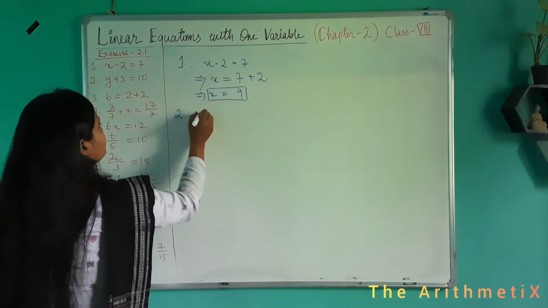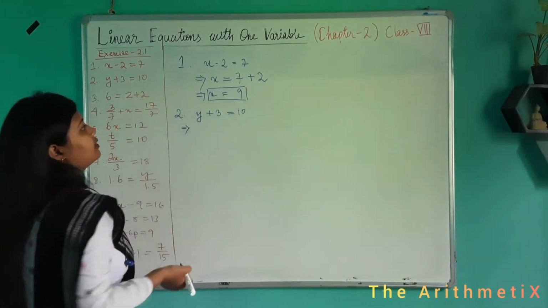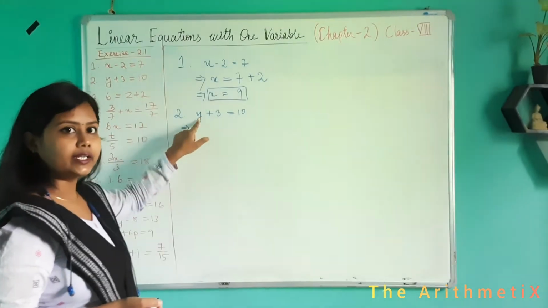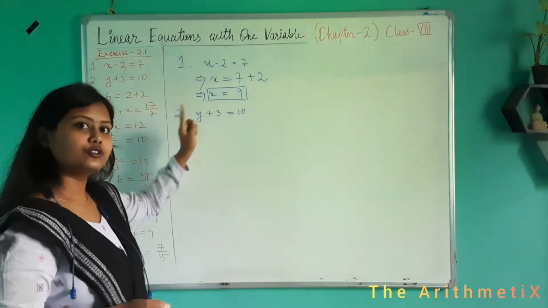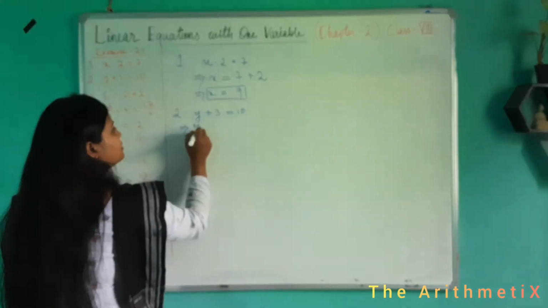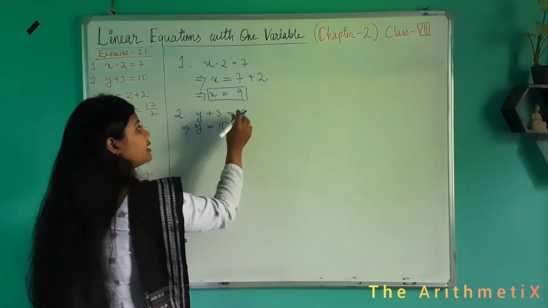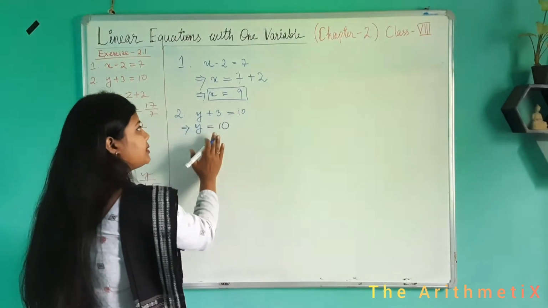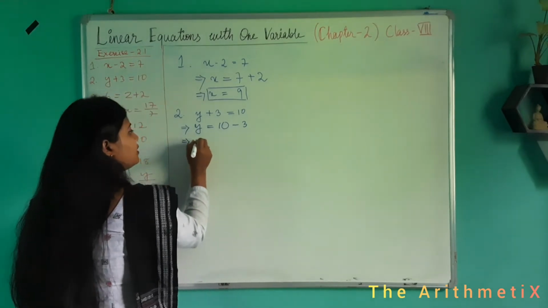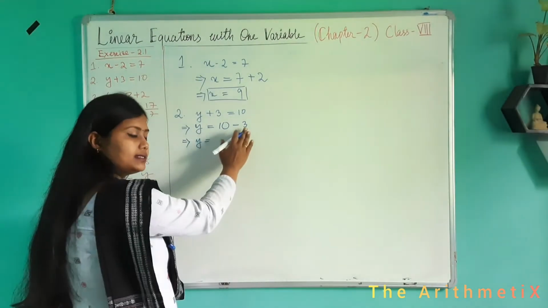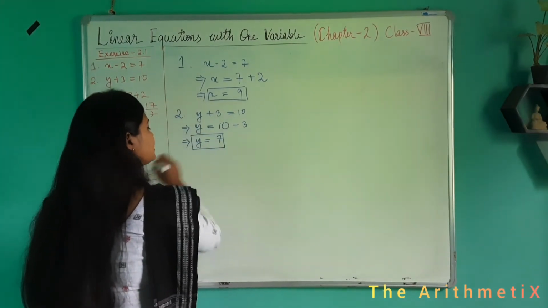Now see number 2. This is y plus 3 equal to 10. Here we have 3 along with y. 3 is added to y. So we have to remove 3 in order to find y. So we need to transpose it to the other side. The number which is already present will be written first. 10 will be written first, and 3 will be subtracted. So solve it. 10 minus 3 is 7. So the value of y is 7. So this is the result.